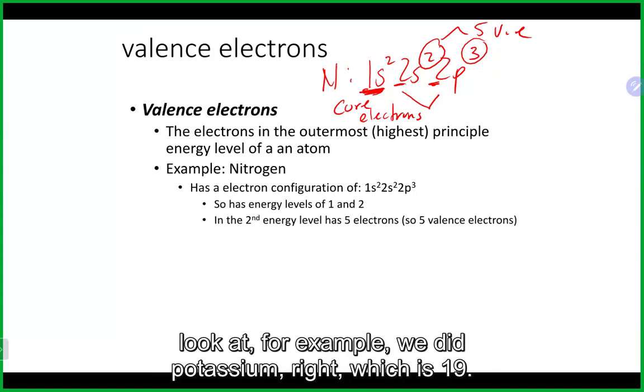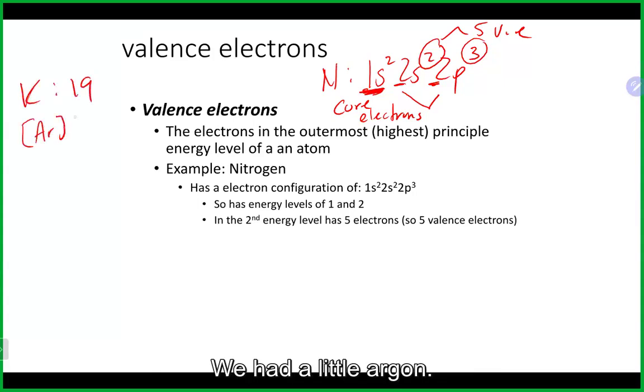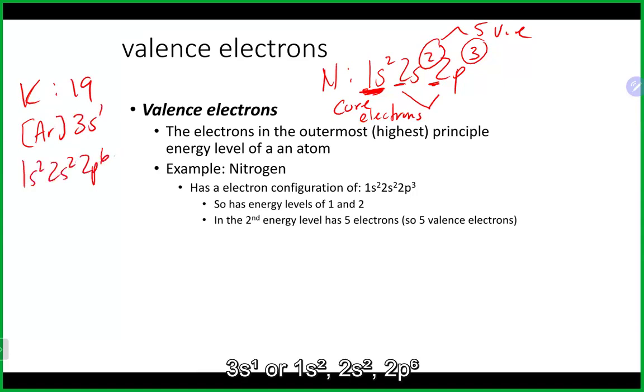Now, you could look at, for example, potassium, which is 19. We had a little argon, 1s2, 2s2, 2p6, and then 3s1 there.